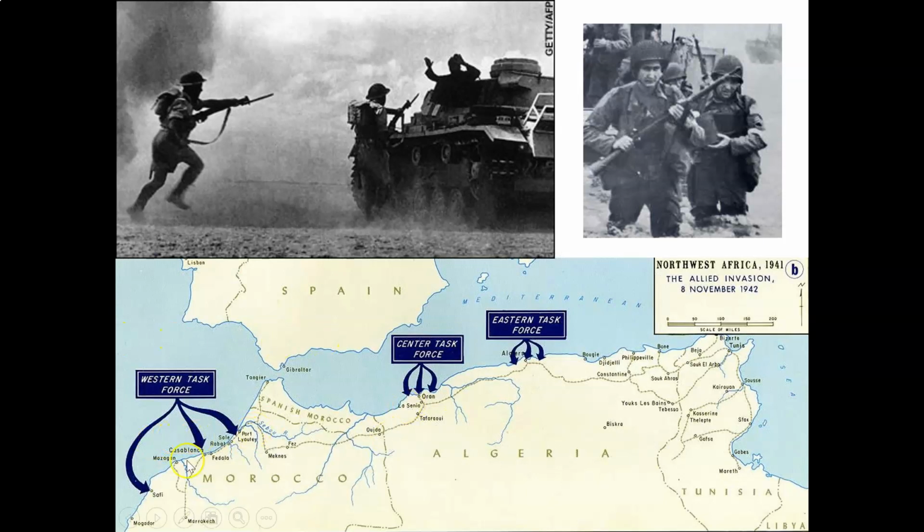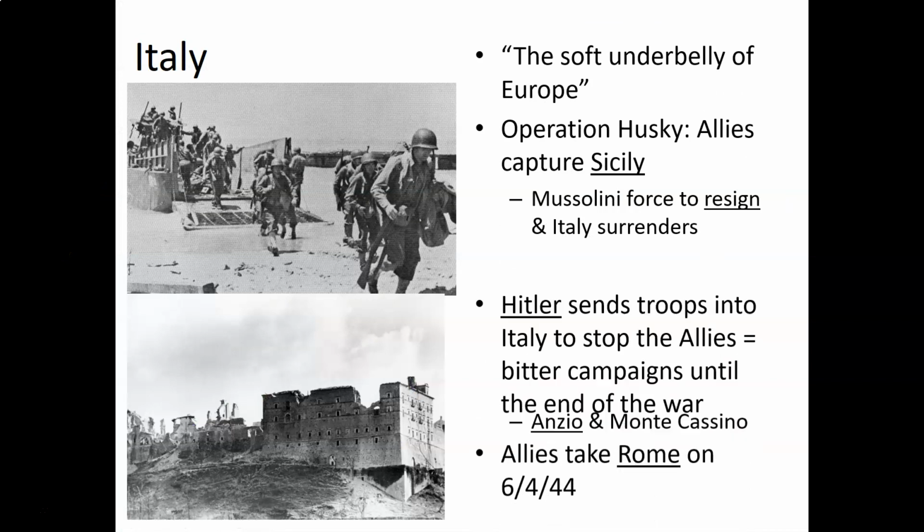Here you can see Operation Torch, the task force hitting in Morocco and Algiers. This is a picture of U.S. forces landing there. And this is actually a picture of British forces in the Battle of El Alamein. So now we're going to move on to Italy.